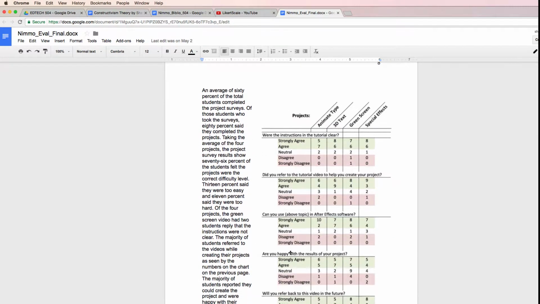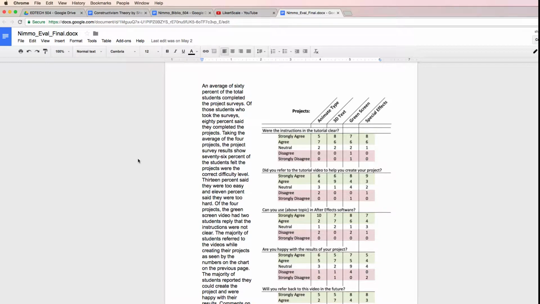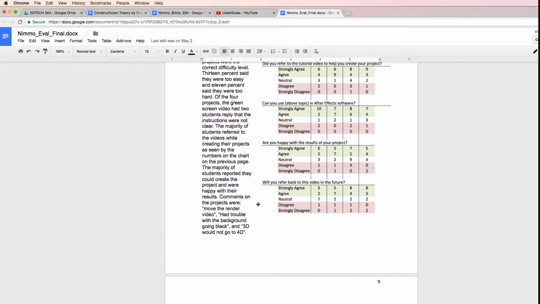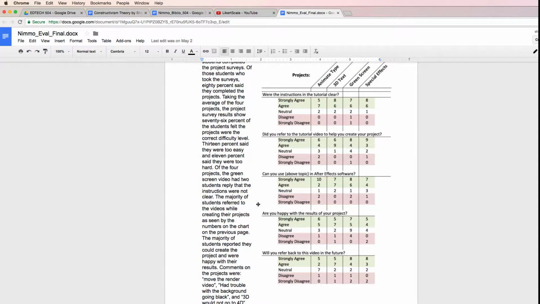I also had the students evaluate the 4 projects, and then at the end we did a post-survey to find out if students felt they were now able to hit the learning objectives. And here you can see the pre-survey results. I can use After Effects well, and the post-survey results show whether or not they felt they had increased their knowledge. Having gone through this process, I now feel really comfortable creating surveys, and I understand how valuable they will be as I work on any project in any of my classes.